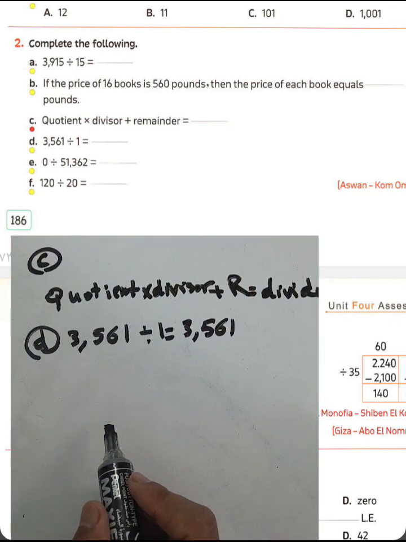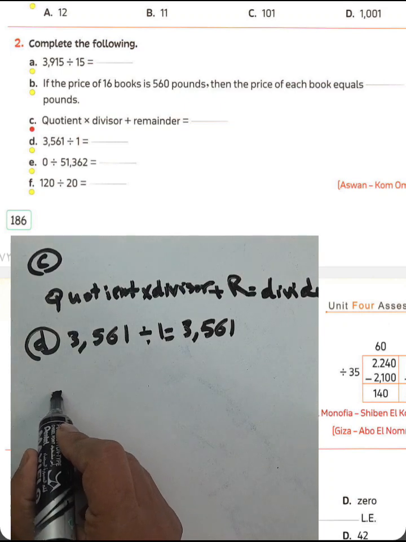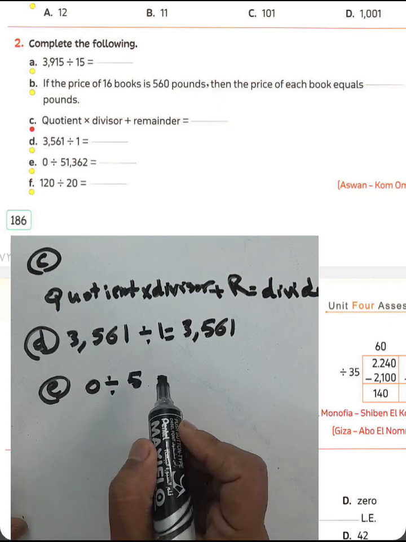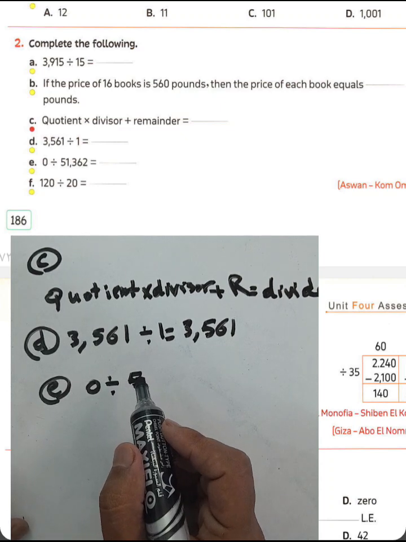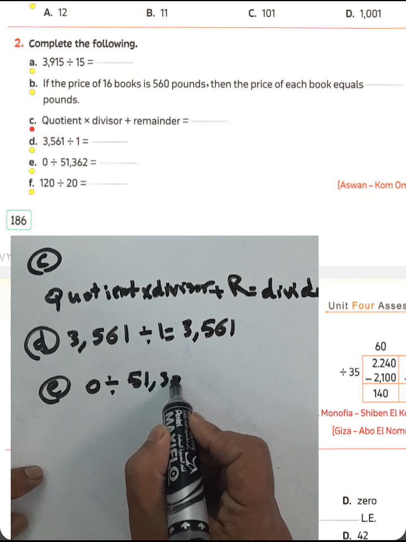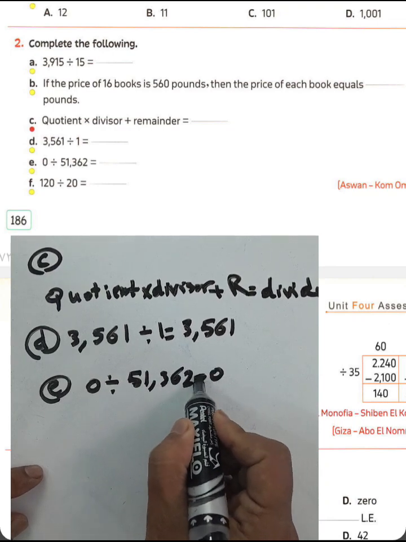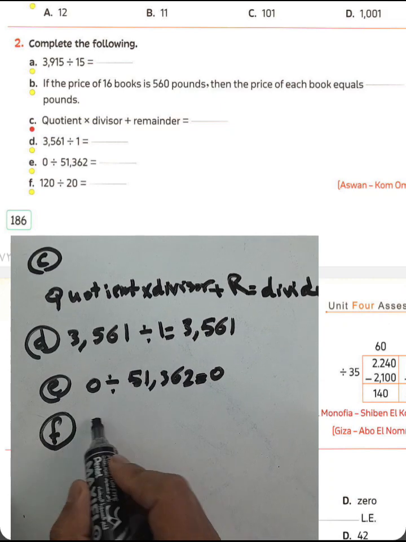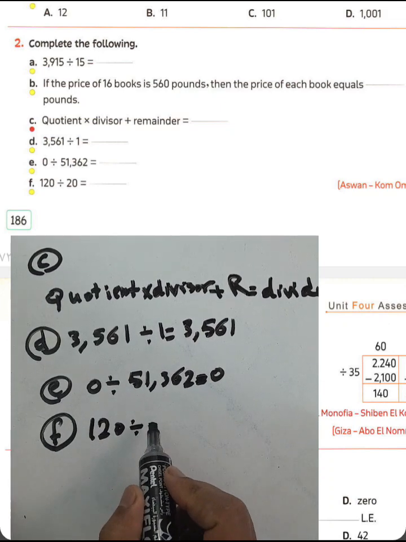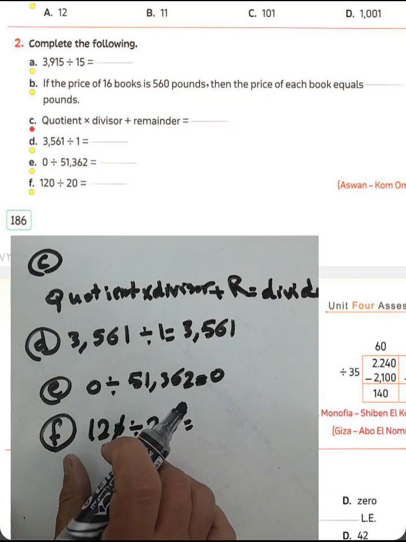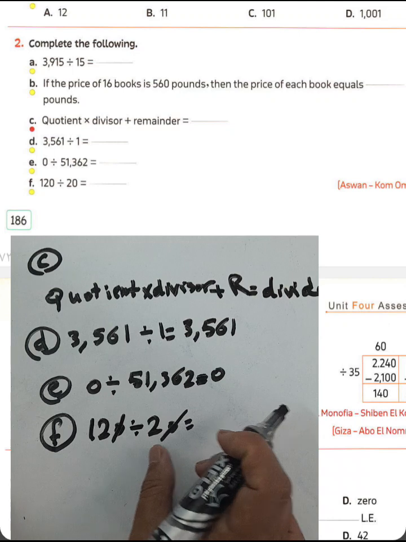Okay, letter E, 0 divided by any number equals 0 except itself, because 0 divided by 0 is undefined. 0 divided by 51,362 equals 0. Question F, 120 divided by 20. We can cancel a 0 from each number, dividing by 10, first number and second number, and 12 divided by 2 equals 6.